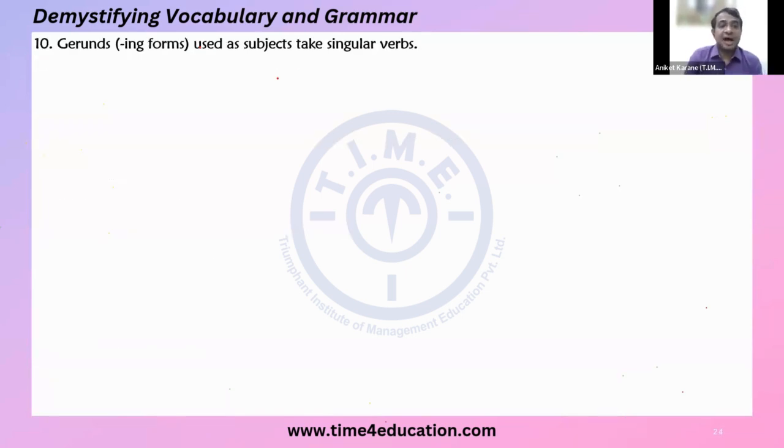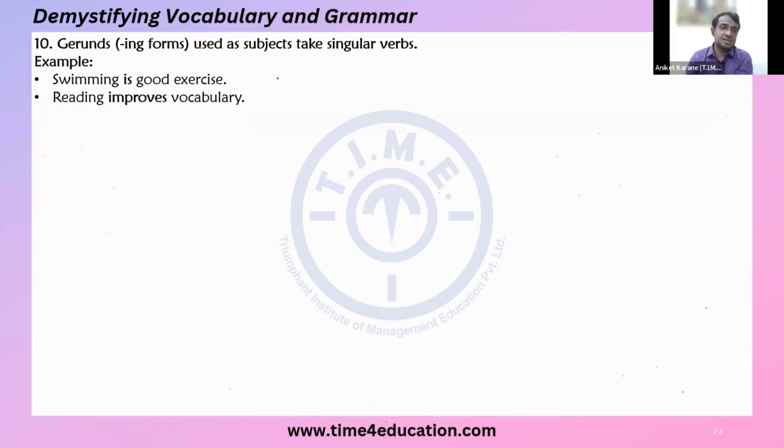Gerunds, ing forms which are nouns, used as subjects, take singular verbs. So when I say swimming is good exercise. Reading improves vocabulary, improves with an S. Now, a gerund is something where verb plus ing acts as a noun, and it can be the subject of the sentence. When we ask what is a good exercise, you get swimming as an answer. Or what improves vocabulary, you get reading as an answer. So that works well.